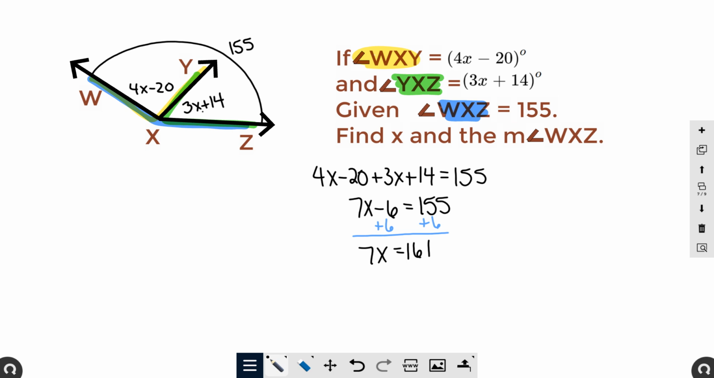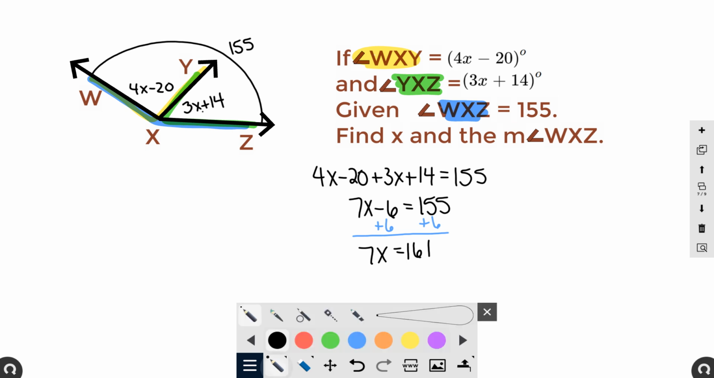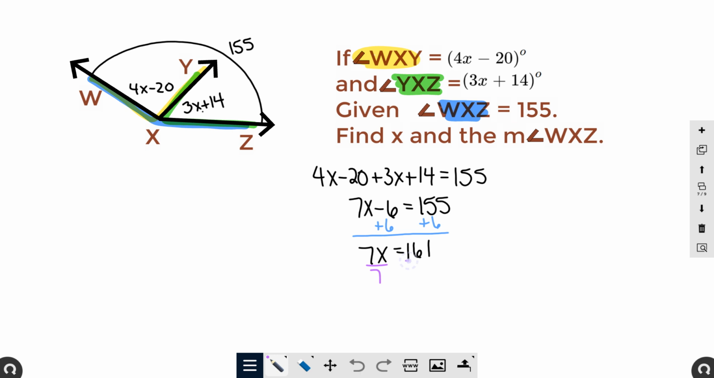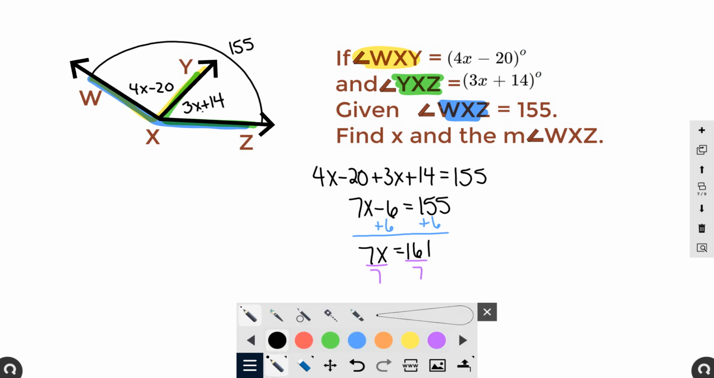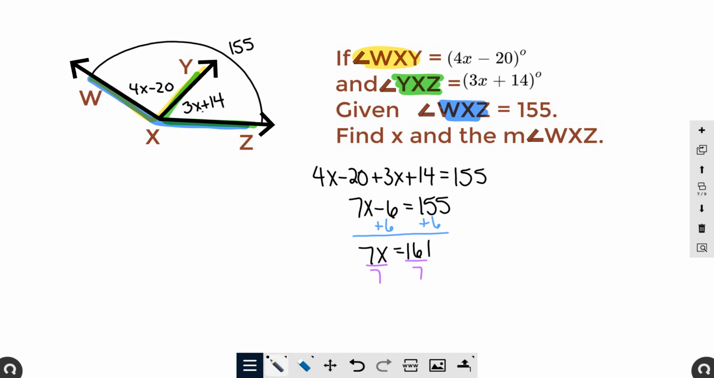And then you would divide by 7. What do we get when we divide by 7? 23. It's nice that it ends in a nice whole number. I tried to make them nice whole numbers, but it doesn't always work out.